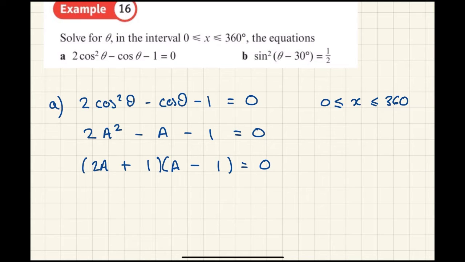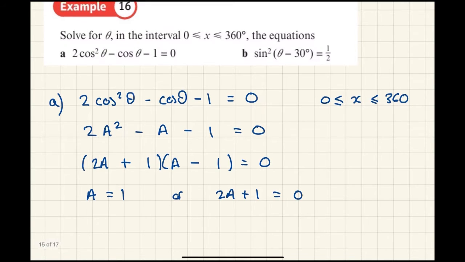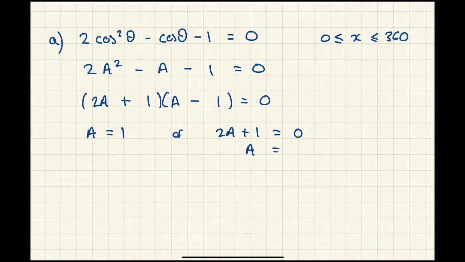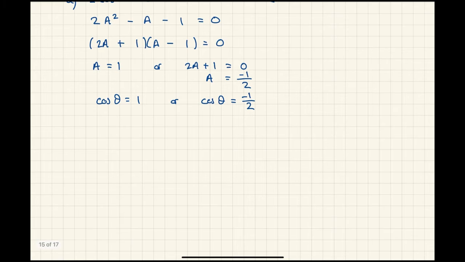Now, of course, that means that either a equals 1 from this bracket, or 2a plus 1 equals 0, which would mean that a would be equal to minus a half. But it's not a that we're interested in because we're not solving for a, we're solving for cos. So we've got cos theta equals 1, or cos theta equals minus a half. So that's where we're up to.